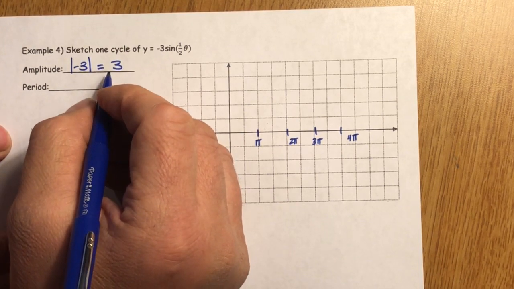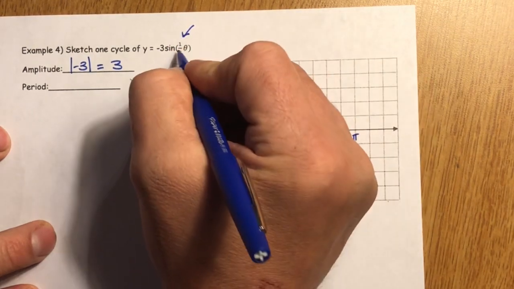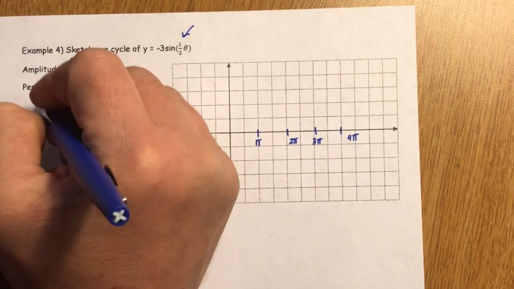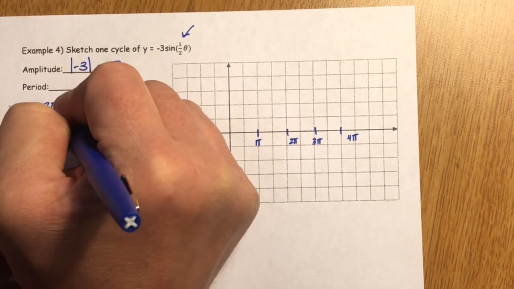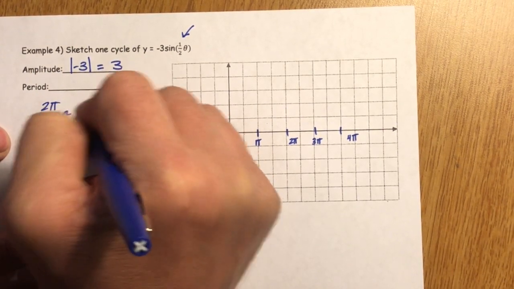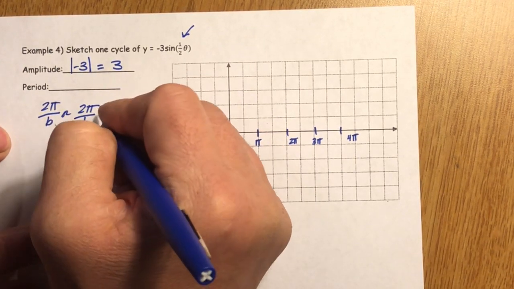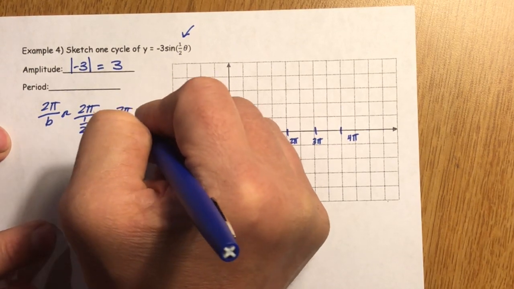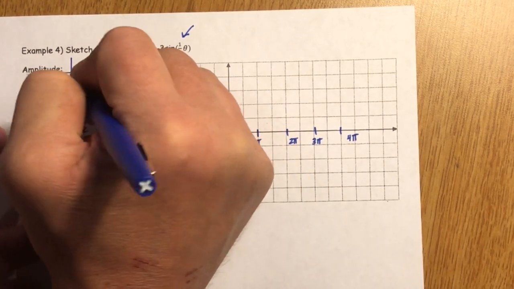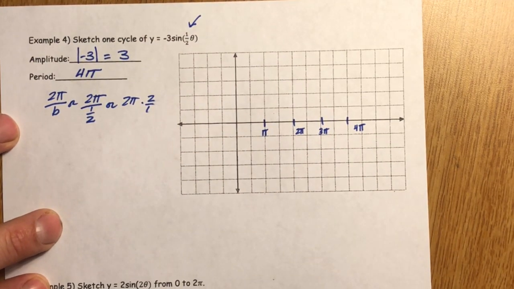The period, once again, I know what the B value is here. They give this to me this time. So my period is 2 pi over B, or 2 pi over 1/2, or when you divide by a fraction, you flip that around and you multiply. So 2 pi times 2 over 1, which is 4 pi.